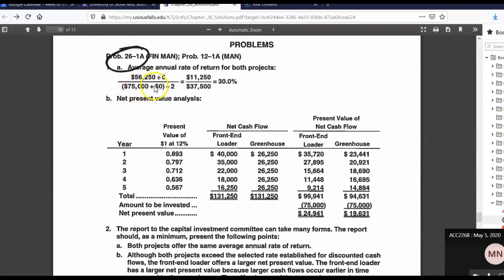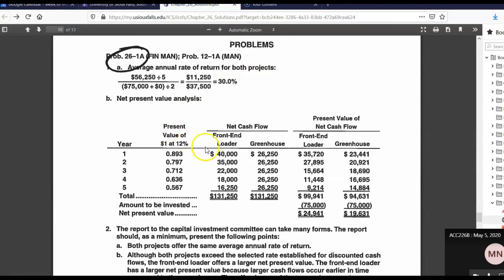So make sure you note here it's a plus. 75 plus 0 divided by 2, so we get an average, beginning and ending average, of 37.5. Since this one has 5 different numbers involved, we have to divide it by 5. This, we only divide by 2 because it's the beginning and the ending. It has an average rate of return of 30%. No time value of money, right? We're just calculating the hard numbers.